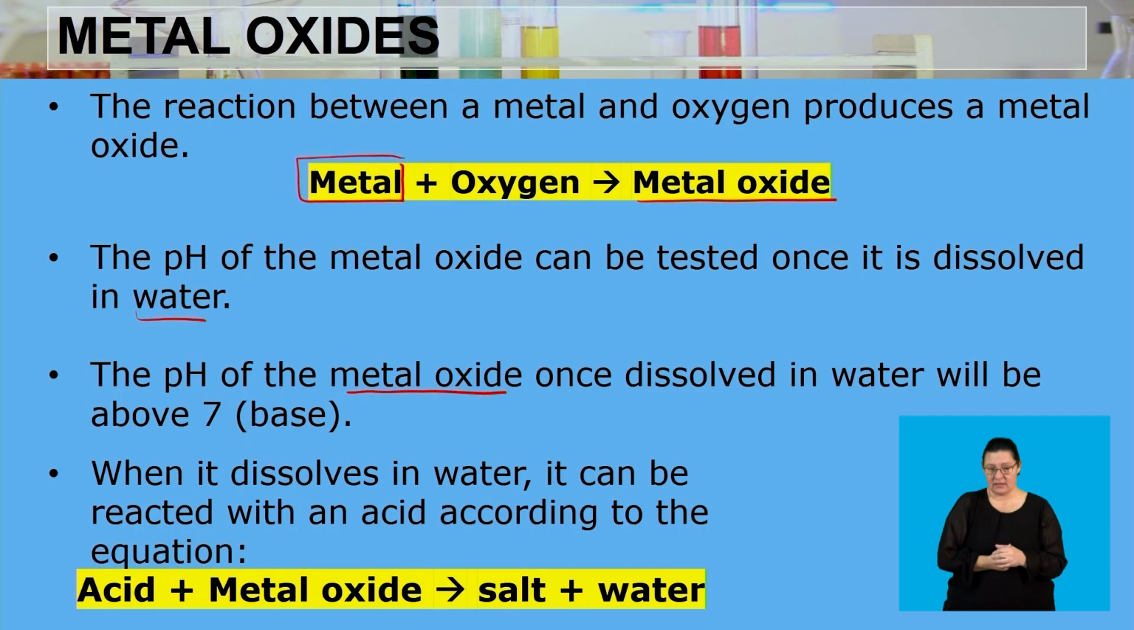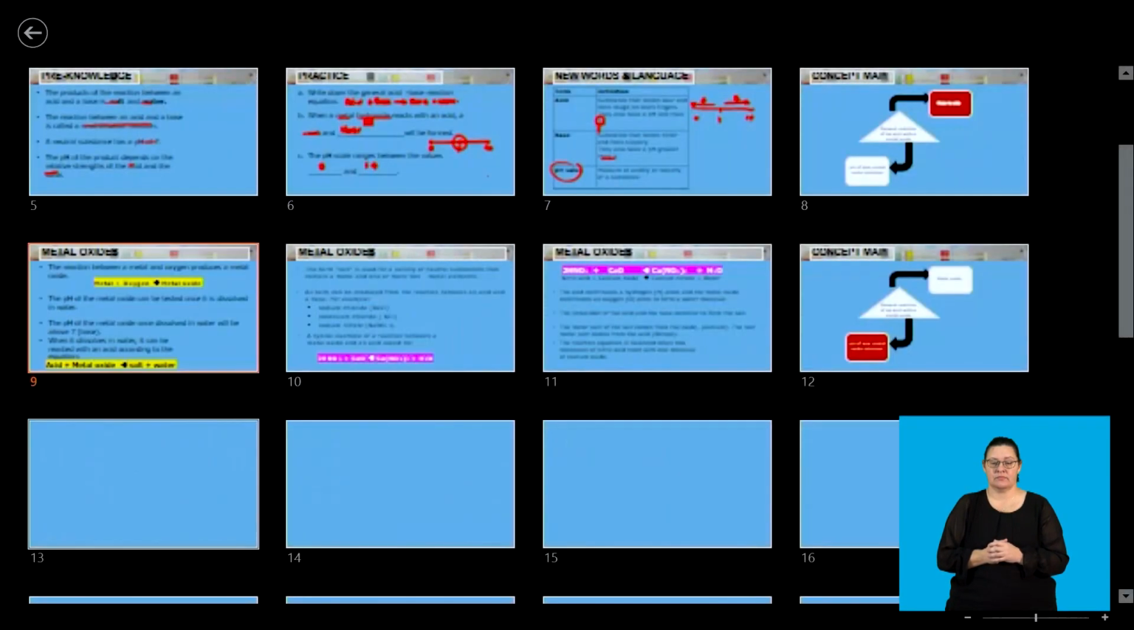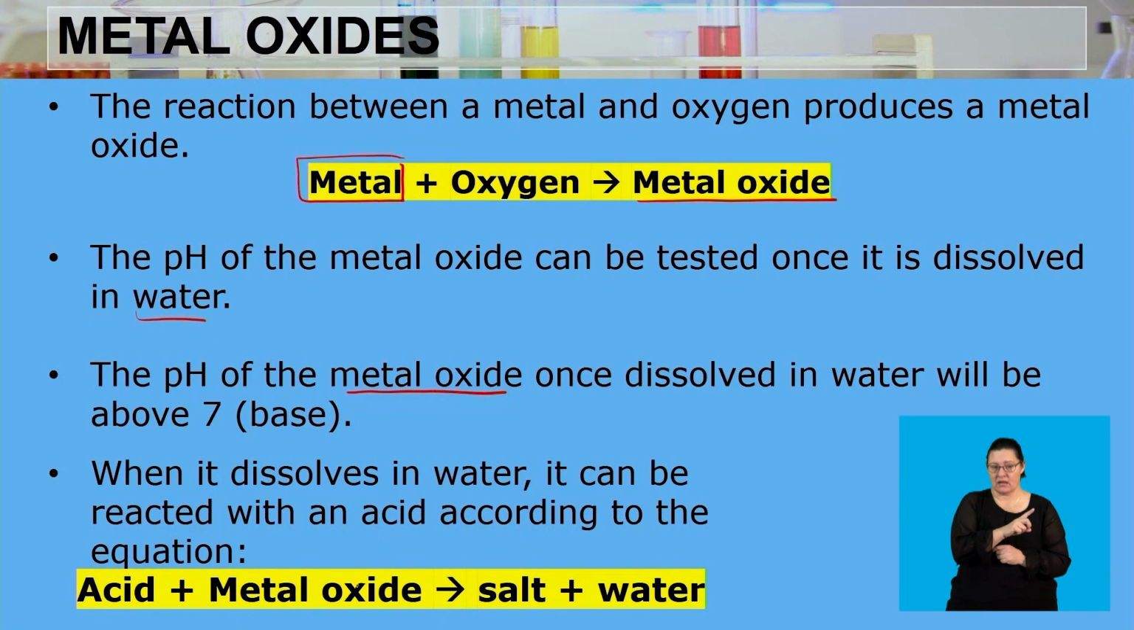After we have dissolved our metal oxide in water and find that the solution is basic, we can now react that basic solution with the acid. And remember, once a base reacts with an acid, the product is going to be salt and water. So when an acid reacts with the metal oxide that we have dissolved in water, the product is going to be salt and water. Those are going to be our two products.